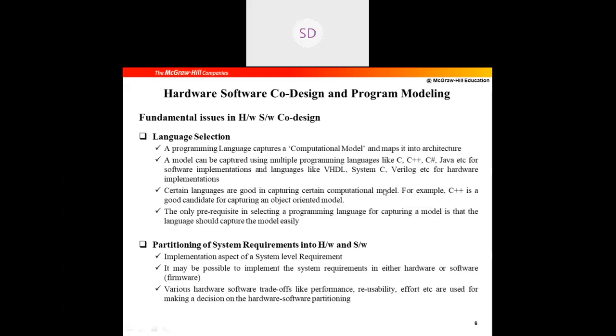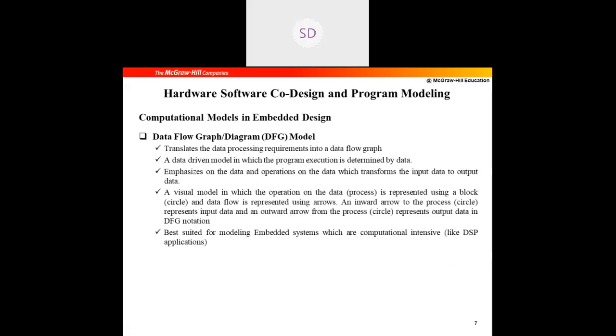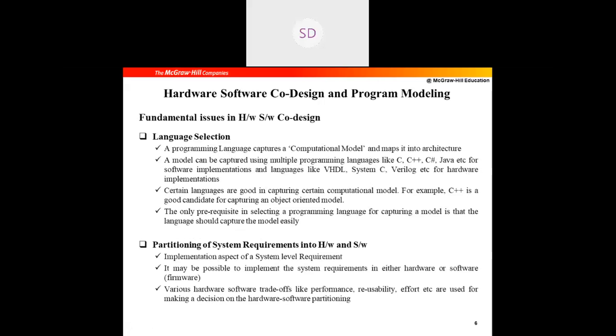Certain languages are good at capturing certain computational models. For example, C++ is a good candidate for capturing an object-oriented model. The only prerequisite in selecting the programming language for capturing a model is that the language should capture the model easily. It should execute the model easily. If any updates or changes are required, they have to be done easily. So this is also one of the big challenges, selection of a language.